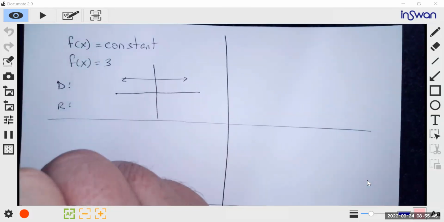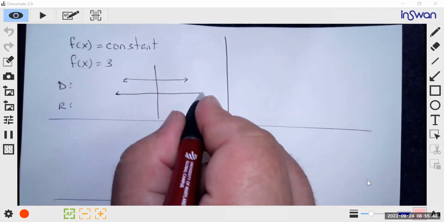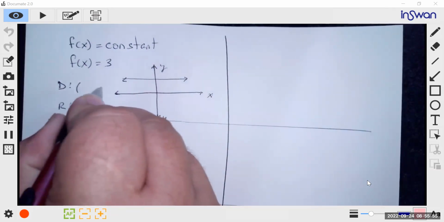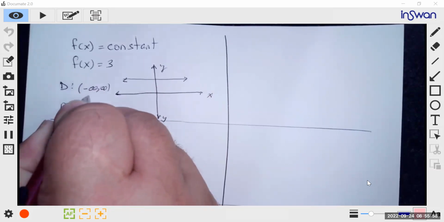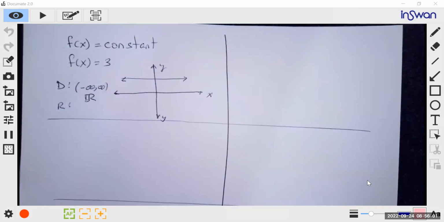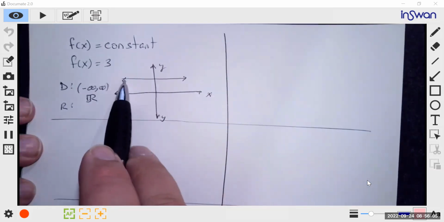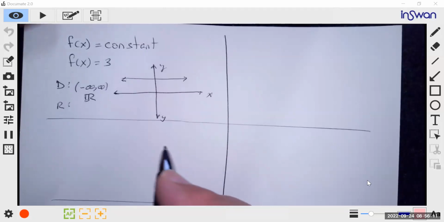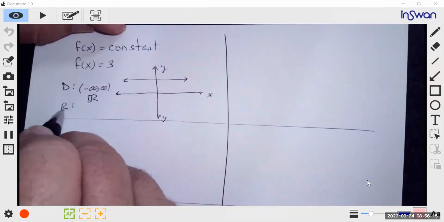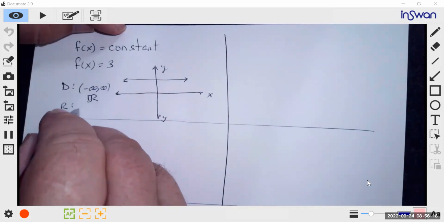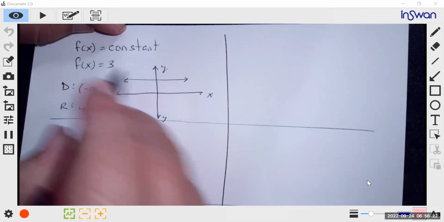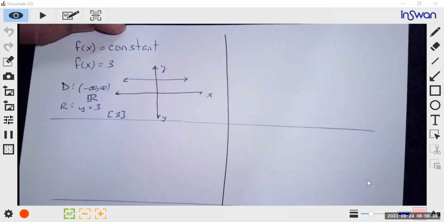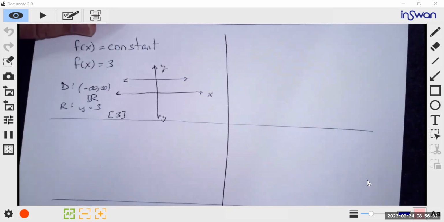What's my domain here? All real numbers, yeah. Negative infinity to positive infinity, very good. Or you could just put the all real numbers symbol. Either or. Because I can use negative x's, I can use zero, I can use positive x's. So I can use all the x's. So my domain is all real numbers. The range is only whatever the constant number is, because it's a horizontal line.